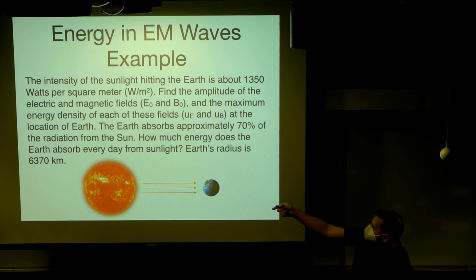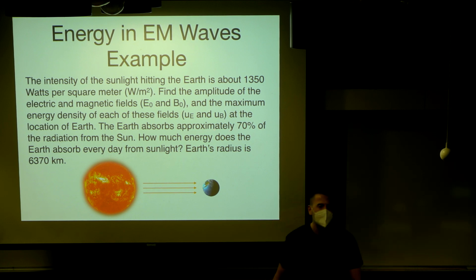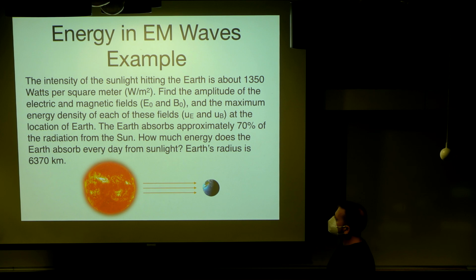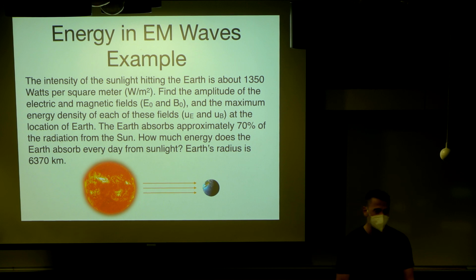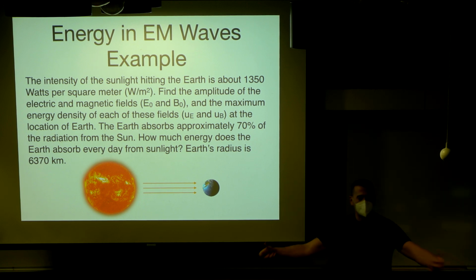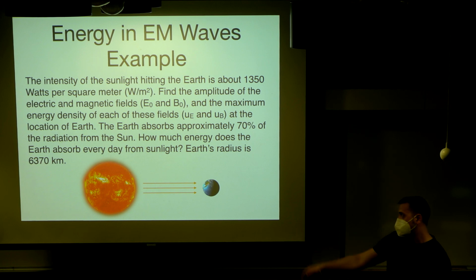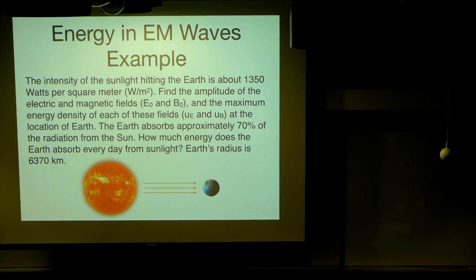We have the Earth absorbing approximately 70% of all the radiation from the sunlight. So 70% is absorbed by the Earth. The other 30% basically goes back into space. It just reflects right off the atmosphere of the Earth. Based on that, how much energy in total does the Earth absorb from sunlight each day? How many joules of energy are we absorbing through sunlight every single day? To answer that last question, we're going to need to know the radius of the Earth, which is right here, 6,370 kilometers.